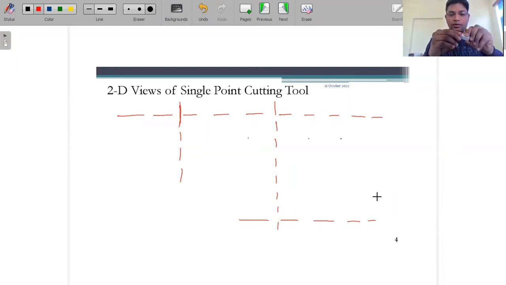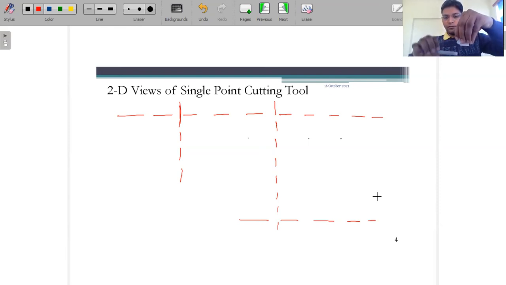So if I'm talking about the front view, then how many angles are visible? This angle is visible, that is a back rake angle. And when I'm looking at this one, then this angle is visible, right? So this is the back rake angle, this is the side clearance angle.